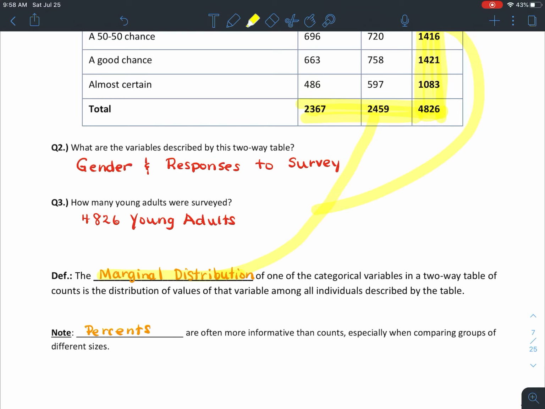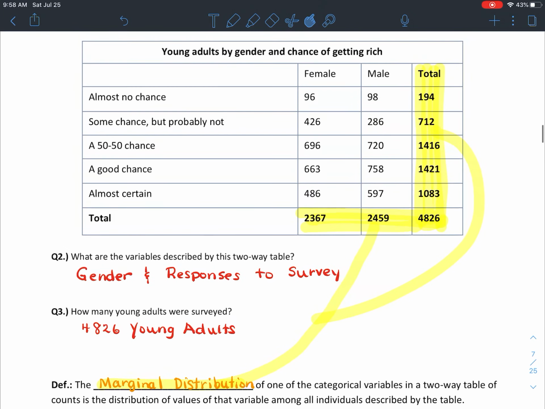Now this is very important. Percents are often much more informative than counts, especially when you are comparing groups that are different sizes. So it's always best to go with percentages. And you'll notice we're not given the percentages here in this table. We are just given the counts, okay? So if we wanted to know what percent was everybody who answered almost no chance, well, then we would need to take the 194, we would need to divide that by the grand total, and then we would have a percent here. That's what we're talking about when we say a marginal distribution, okay?